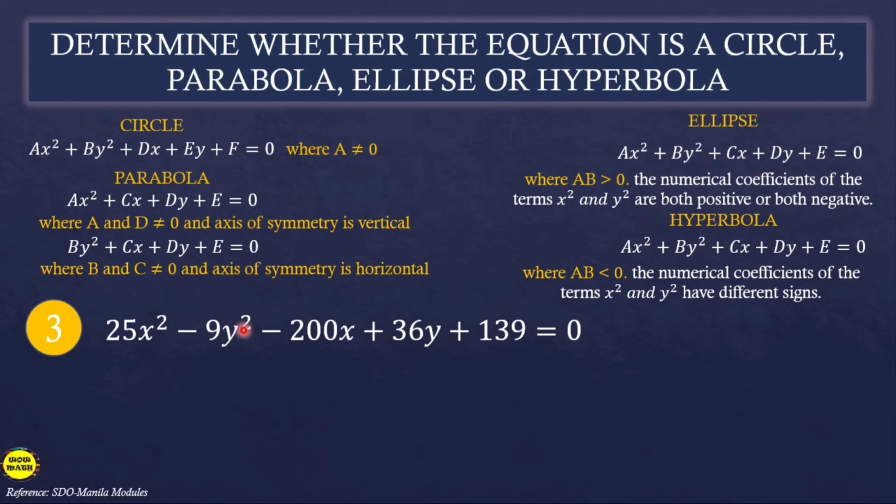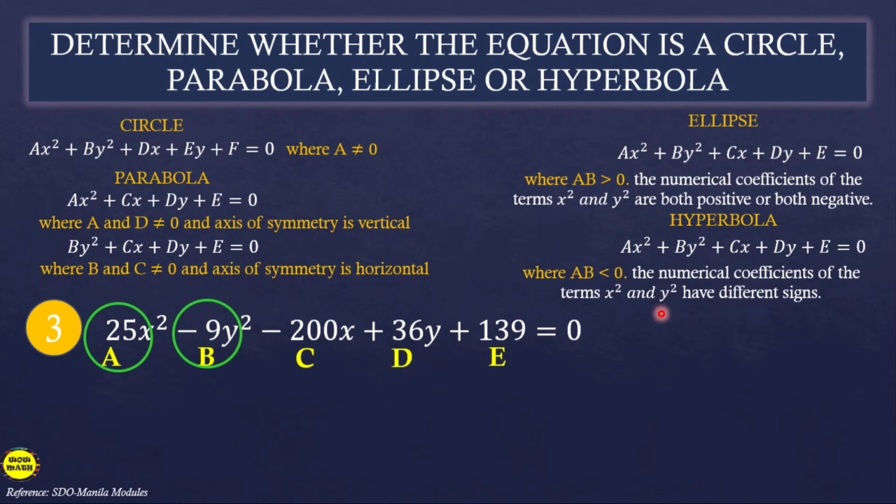Another example, 25x squared minus 9y squared minus 200x plus 36y plus 139 is equal to 0. So, anong gagawin? Papangalanan natin. So, A, ito yung B natin. Okay, so C and D and E. So, lahat meron. So, tatlo ang pwede natin pagpiliin kasi lahat meron eh. Circle, ellipse, saka hyperbola. So, sa circle, titingnan natin yung numerical coefficient ng x squared saka y squared, kailangan equal. Eh yung numerical coefficient ng x squared, 25, sa y squared, negative 9. Magkaiba sila. So, hindi na ito circle. So, dito na lang sa dalawa.